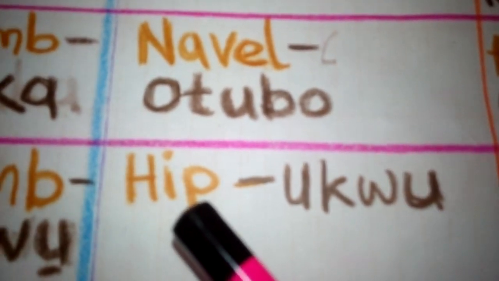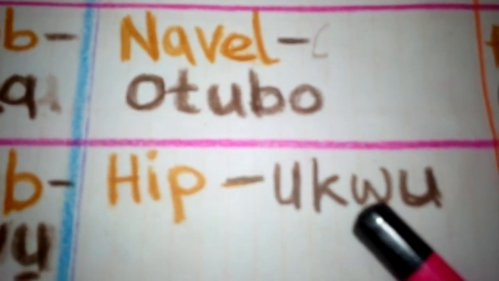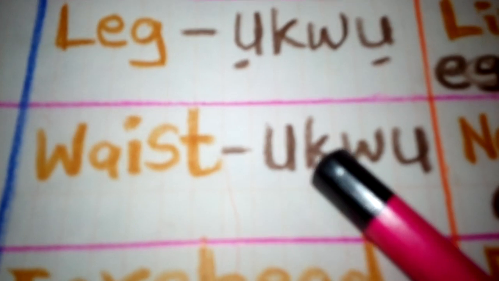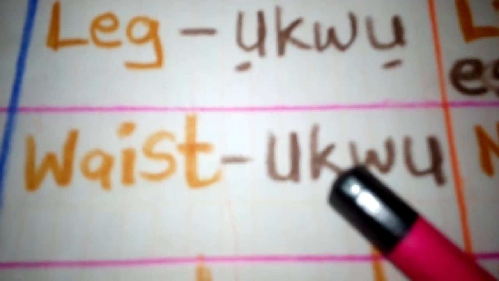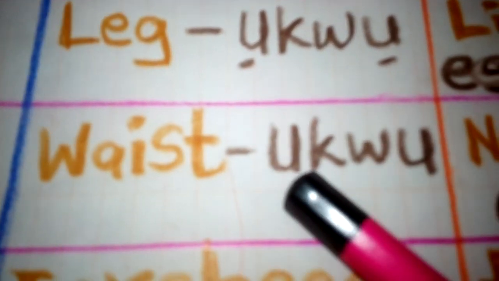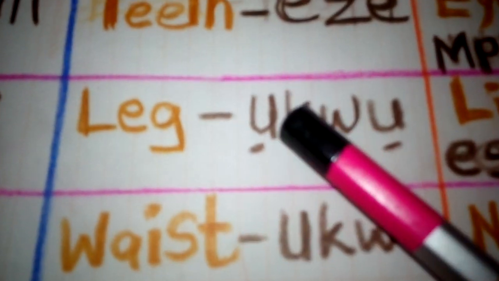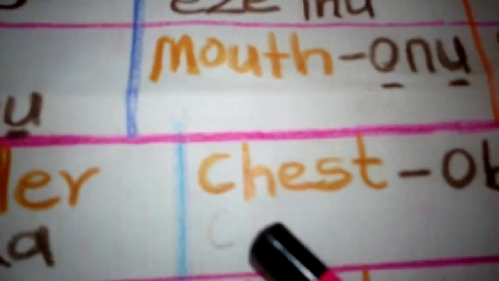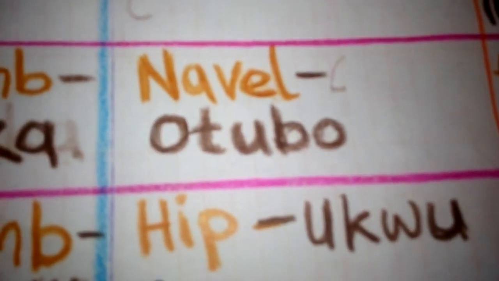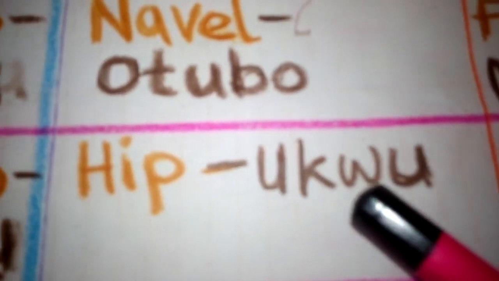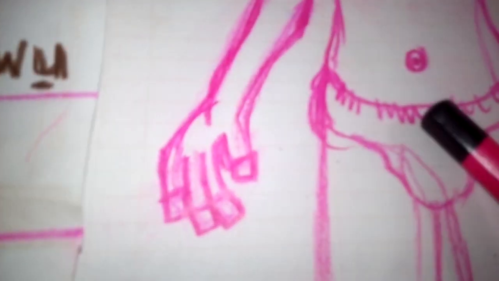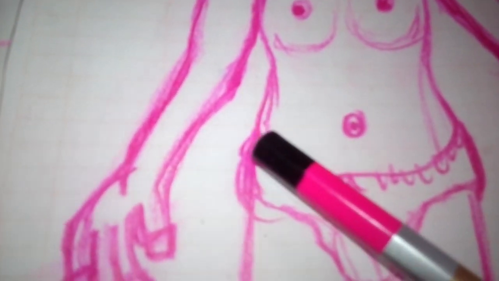Hip. Hip is ukwu. Remember, ukwu is leg. Ukwu is waist. The same thing here. Hips is known as ukwu. Hips and waist is ukwu.